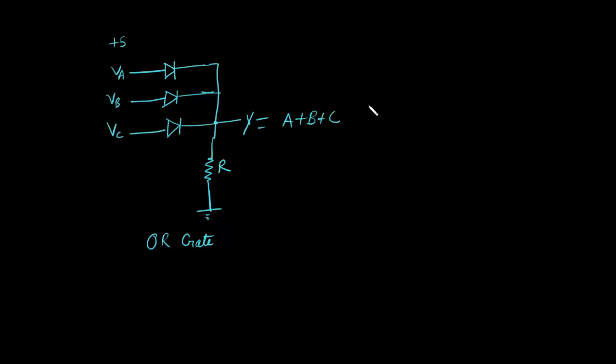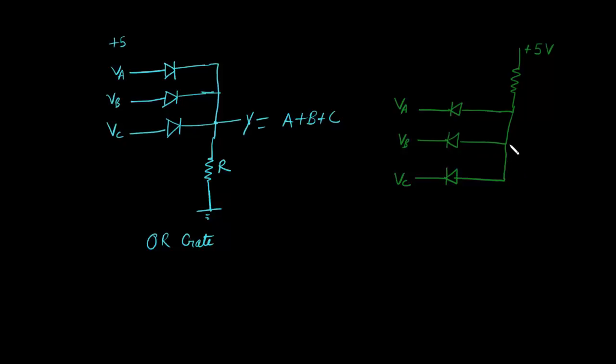Next we can see how the diode can be used to make an AND gate. So we can reverse this thing, and we have a plus 5 volt here, and diodes are connected in this fashion. VA, VB, and VC. And we have a VY here.